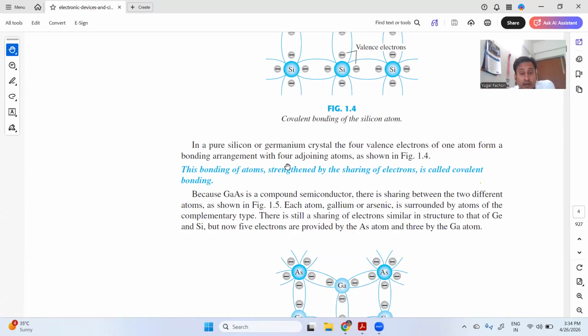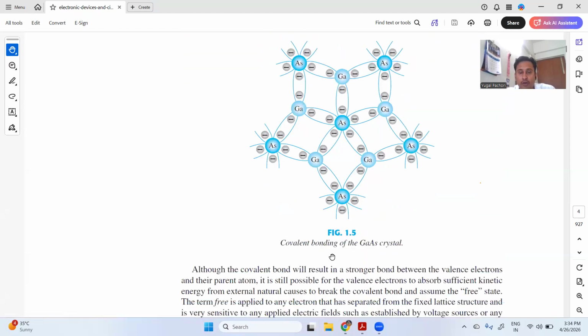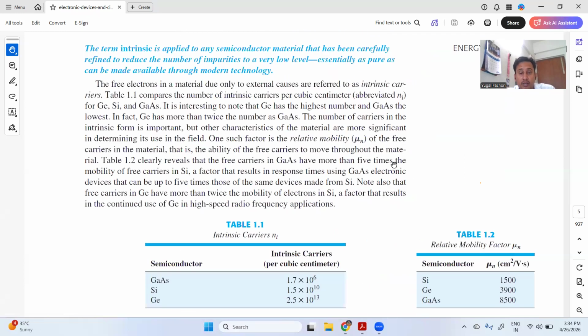Now, covalent bonding, I've already told you in the discussion, and this is the bond of gallium arsenide. Bond structure of gallium. This is gallium, this is arsenide. You can see these are one, two, three, four, five. So, this is one sharing. This is one, two, three, four, five. So, this is the structure of the covalent bonding in gallium arsenide. Covalent bonding of the gallium arsenide crystal.